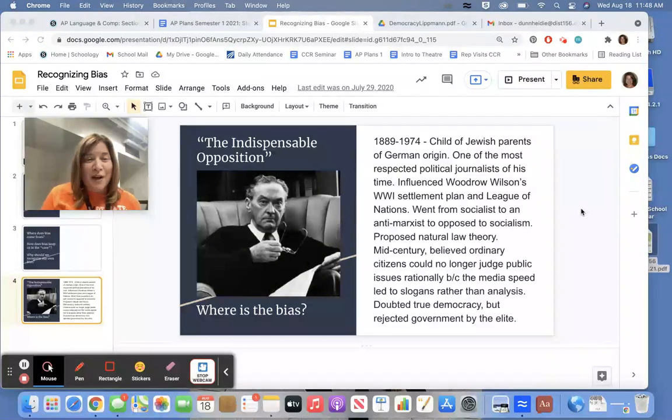I want you to look it up on Google so you know what natural law theory is. So take a minute and do that. That's what I'm going to have everybody do in class. And then we're going to discuss that.